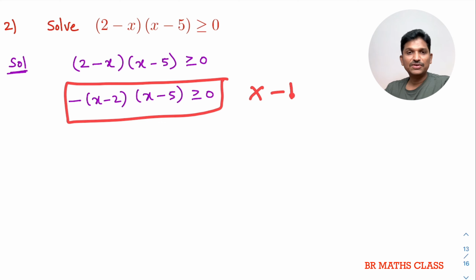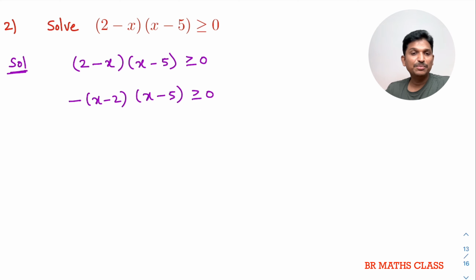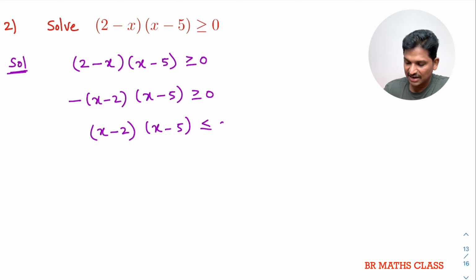In the rules of linear inequalities, in the last class you learned that for an inequality, if we multiply with a negative real number, the sign of inequality changes. Here greater than or equal to is there now. If we multiply with a negative real number, this greater than or equal to changes to less than or equal to. So what you will get here is (x minus 2) into (x minus 5), less than or equal to 0. When I multiply with minus, minus will become plus.